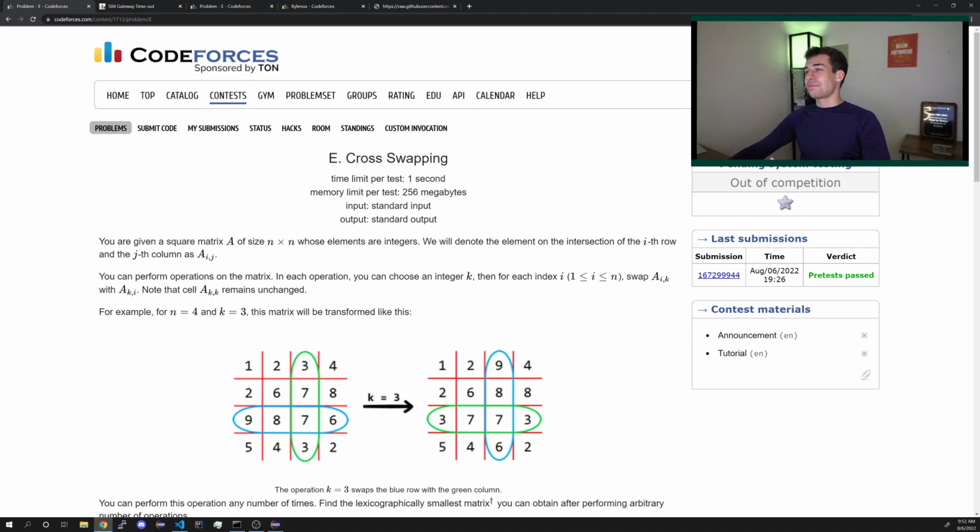Anyway, okay. Last one, problem E, cross swapping. There's also problem F, I just don't know how to do it. I didn't really read it. Okay, problem E, how do you do it?